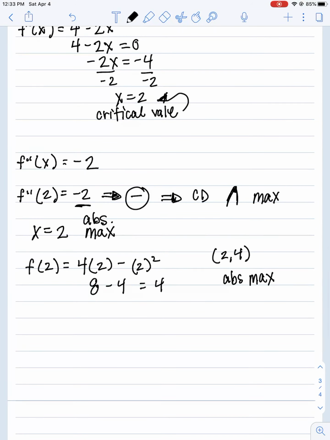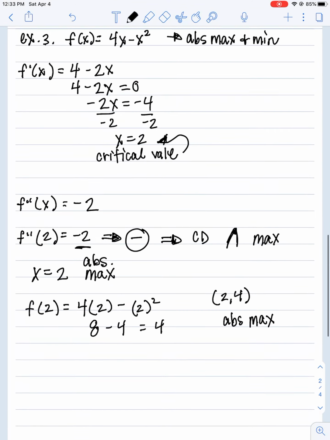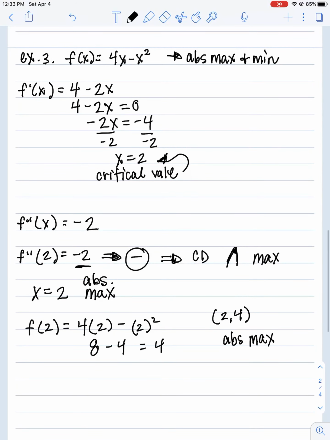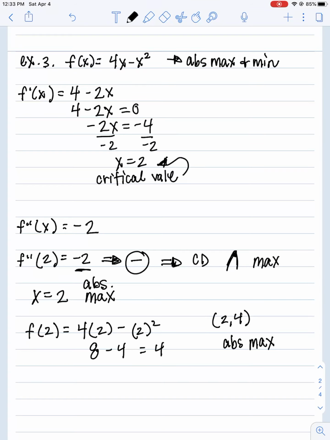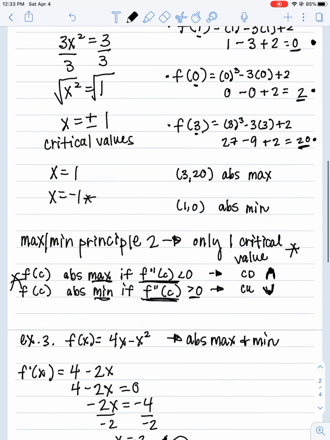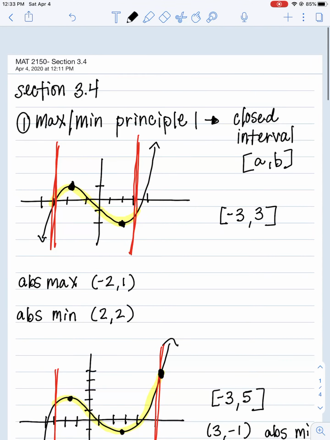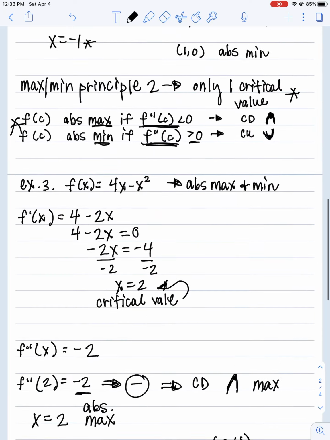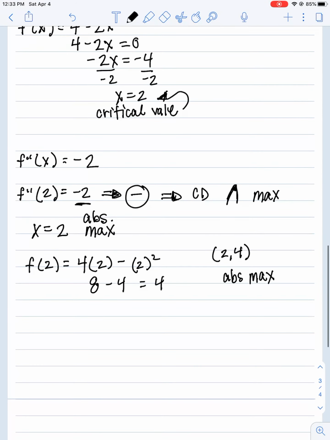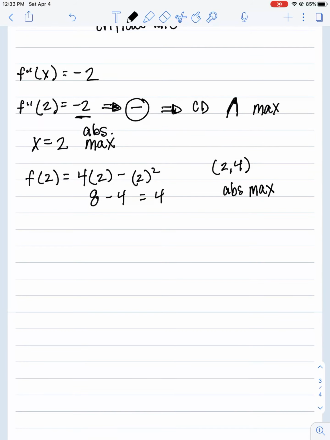And you may say, well, what about the absolute min, Miss Floyd? Well, there is no absolute min because there was no critical value. There's only one critical value, which means there's only one possible max or min. And we didn't close the interval, which means maxes and mins can't happen if the interval's not closed, okay? So there is an example of max-min principle number 2, okay? So again, the requirements are to use max-min principle number 1, you have to have a closed interval, and to use max-min principle number 2, you have to have only one critical value, okay? And the problems are designed for these circumstances to happen.